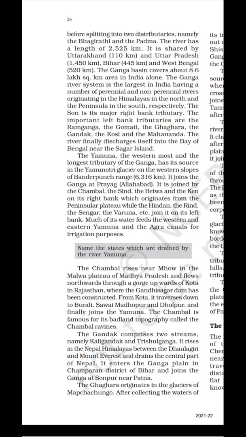The Yamuna, the westernmost and the longest tributary of the Ganga, has its source in the Yamunotri glacier on the western slopes of Bandarpunch range, 6,316 meters. It joins the Ganga at Prayag, Allahabad. It is joined by the Chambal, the Sindh, the Betwa, and the Ken on its right bank, which originate from the peninsular plateau, while the Hindan, the Rind, the Sengar, the Varuna, etc., join it on its left bank. Much of its water feeds the western and eastern Yamuna and the Agra canals for irrigation purposes.